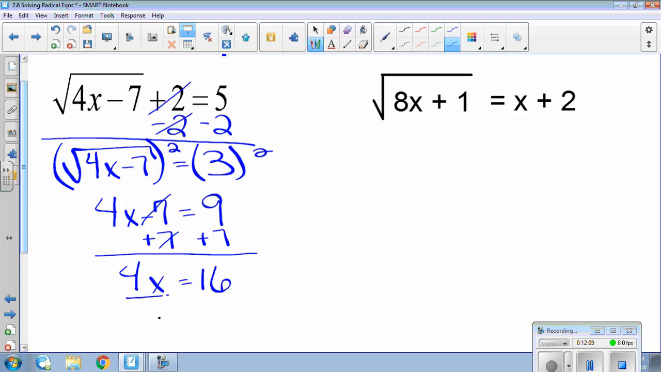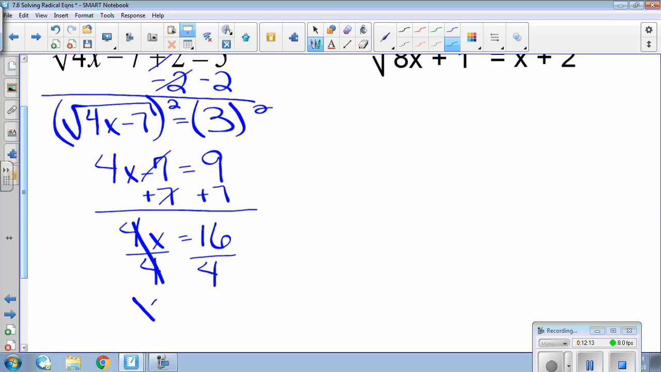So 4x equals 16. Divide by 4, and x equals 4. But does it? Does it equal 4? We've got to check it. You have to check to see if x equals 4 is an actual solution. Plug it back in and see if it makes a true statement.